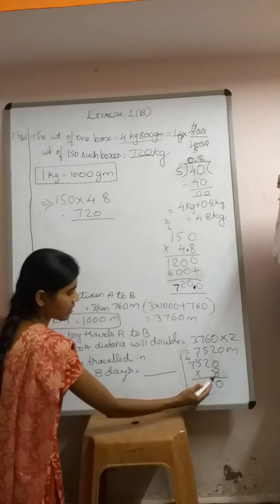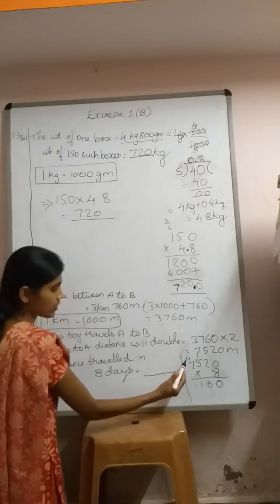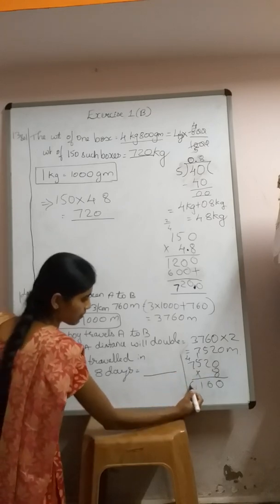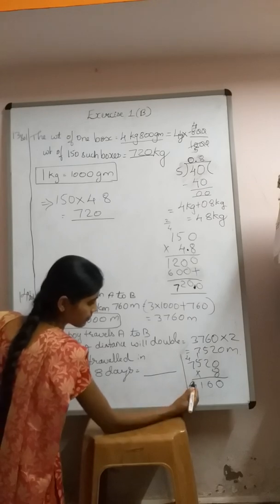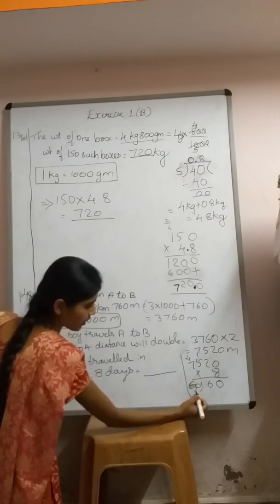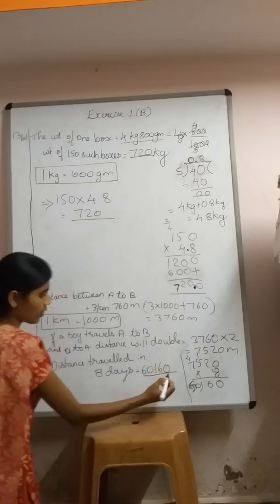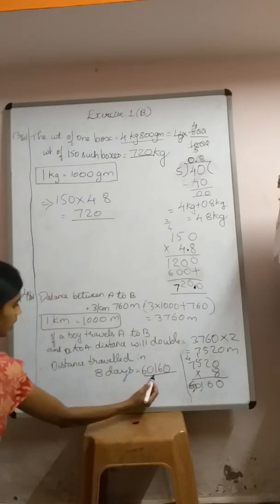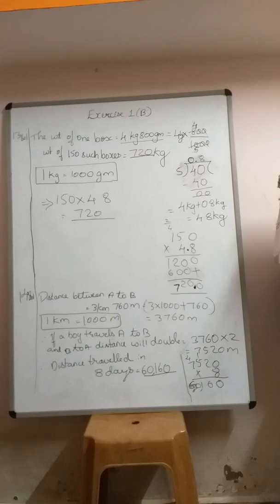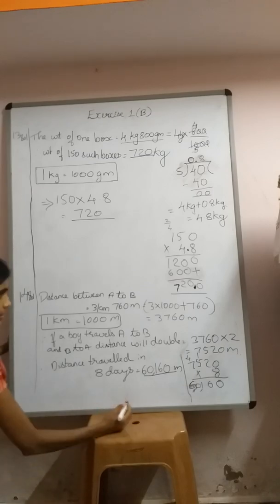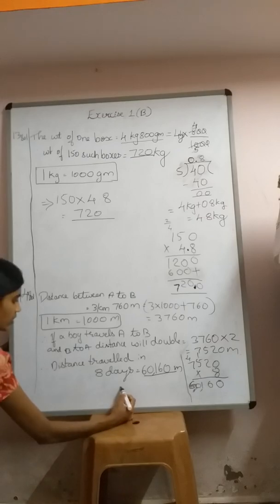8 5s are 40, 8 6s are 48 plus 4, 52... 8 7s are 56. 56, 60. Okay. I think we got the answer. Okay. So here we have 60,160 meter. Okay. Now, if you want to write, you can convert into kilometers.